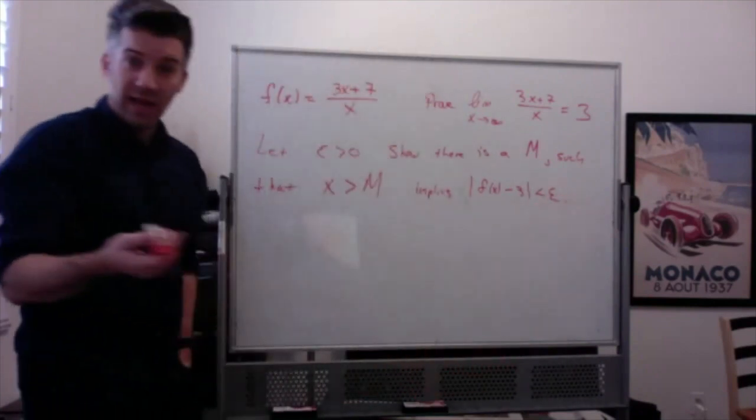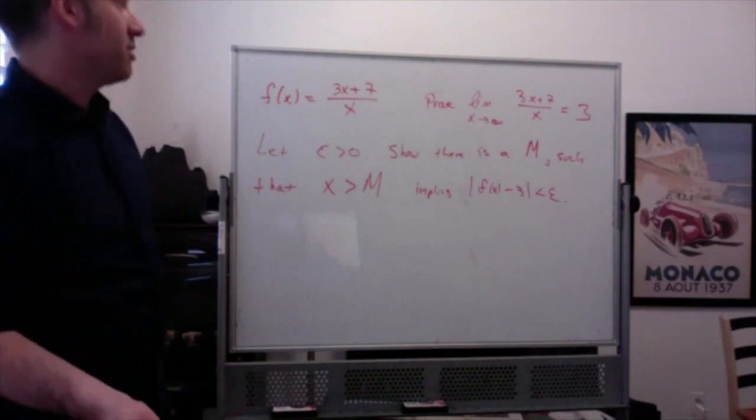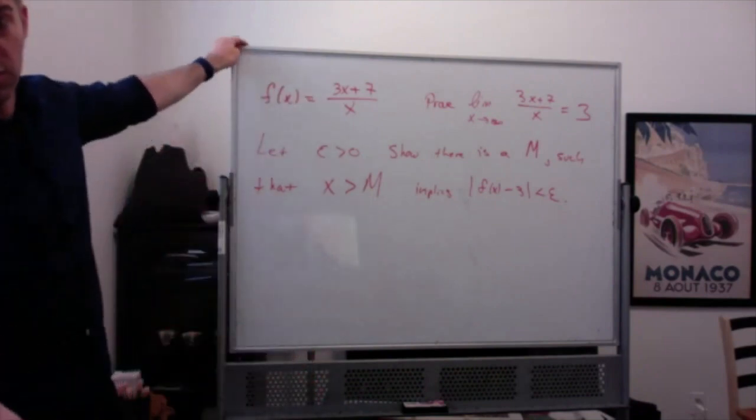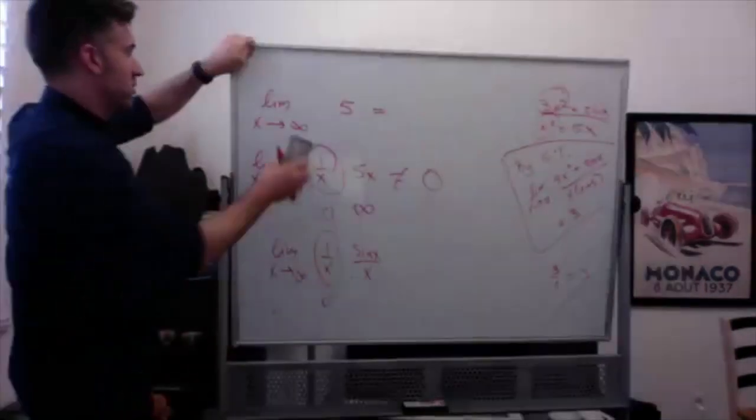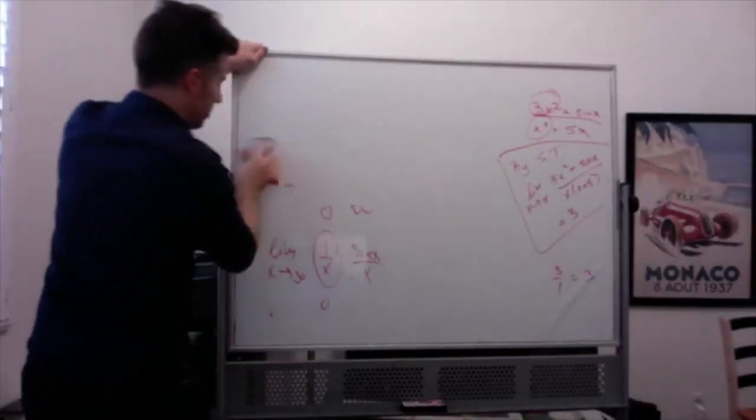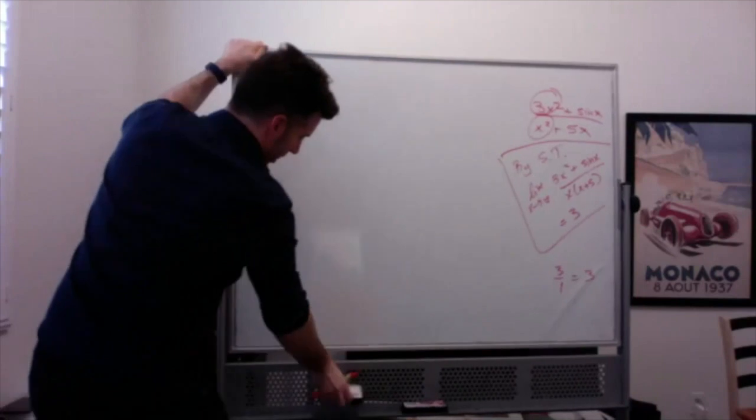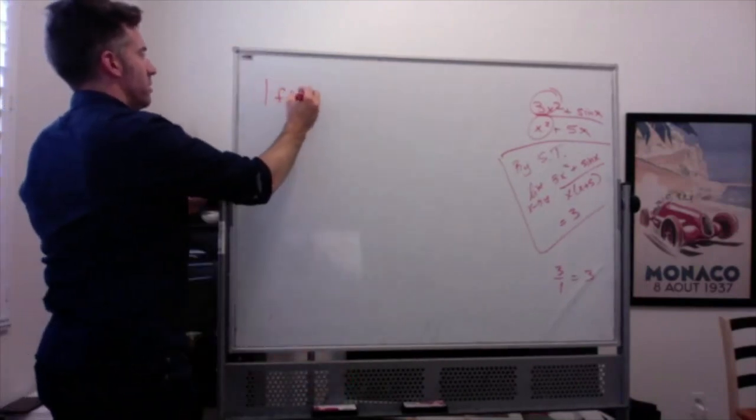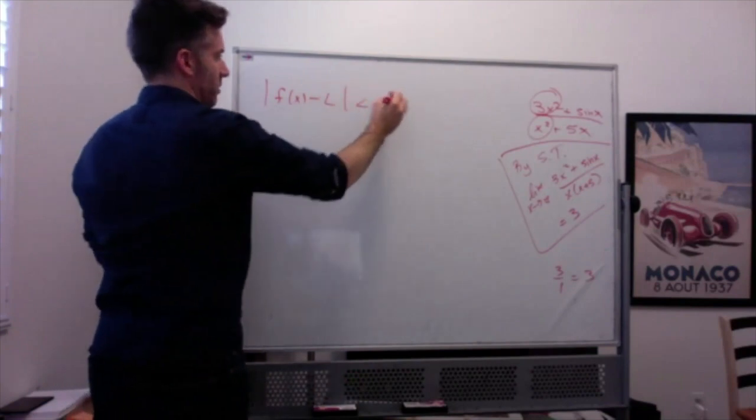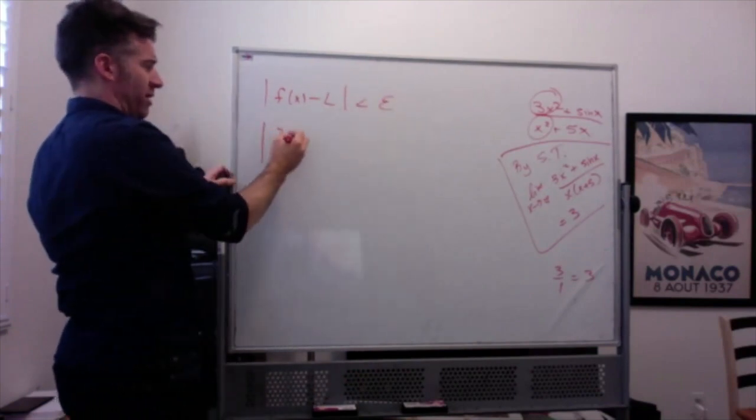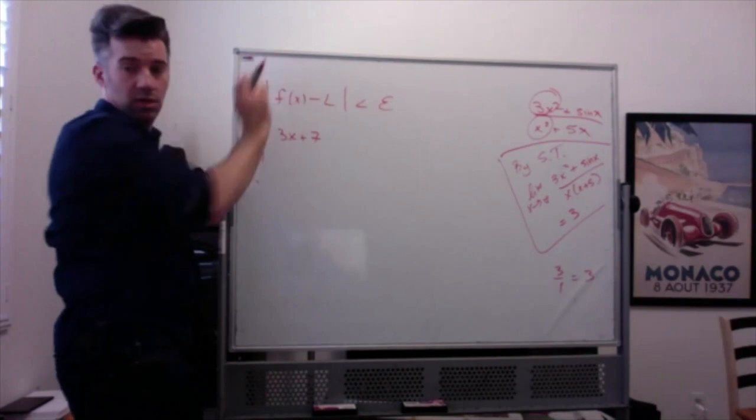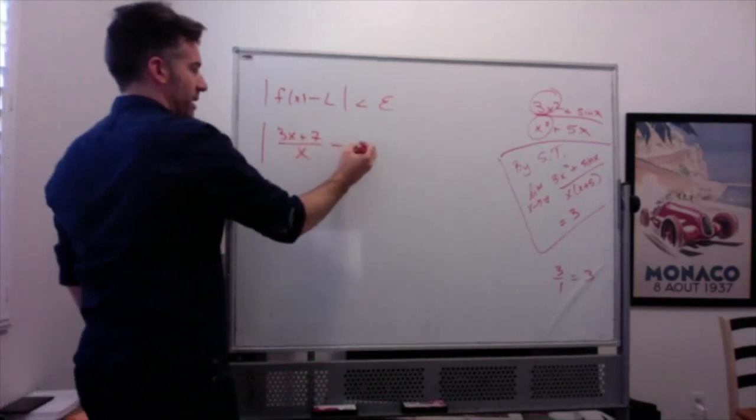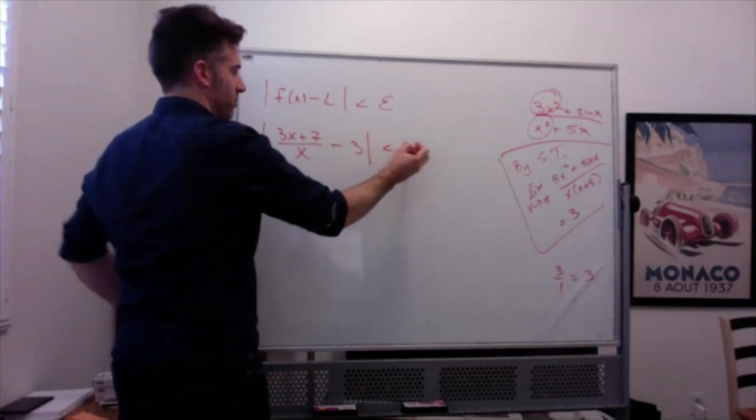That doesn't mean we can't do it though. So actually let's go to the other side of the board and do our scratch work. So here's what we're trying to get. We're trying to get the absolute value of f of x minus its limit to be less than epsilon. F of x was 3x plus 7 over x, I think. It's in the chat. There it is right there. Minus the limit, which is 3, less than epsilon.